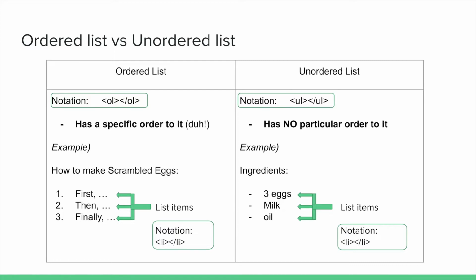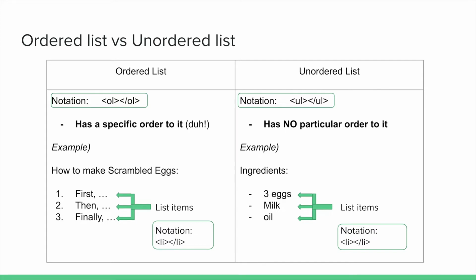On the other hand, an unordered list would be a list that has no particular order to it. The unordered list element is denoted with the UL tag, standing for unordered list. A list of ingredients needed to make scrambled eggs would be an unordered list. A list of ingredients doesn't really have a particular order to it.